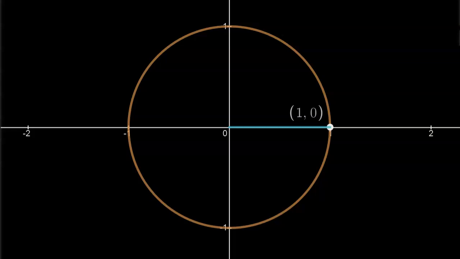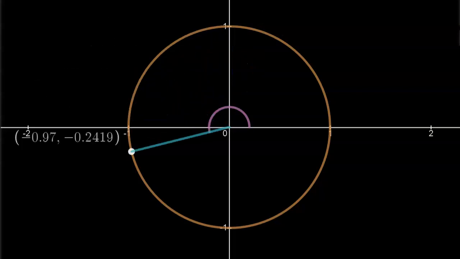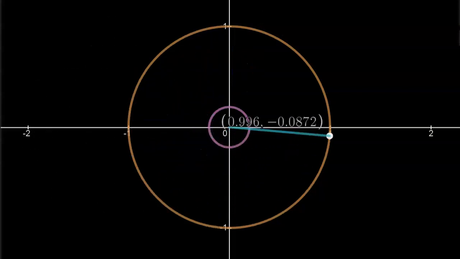Hey everyone. In this video, we will be investigating the significance of the coordinates on a unit circle. Now, the coordinates of any point on the unit circle can be seen in this dynamic graph as I rotate through the angles from 0 to 360 degrees.